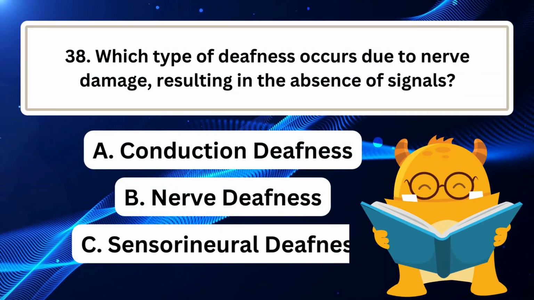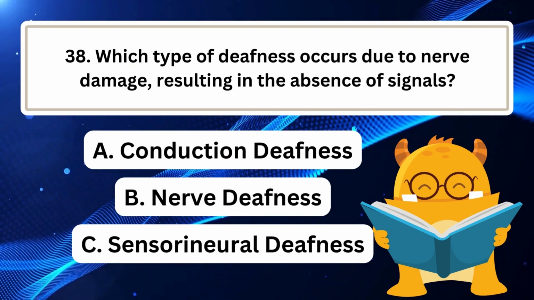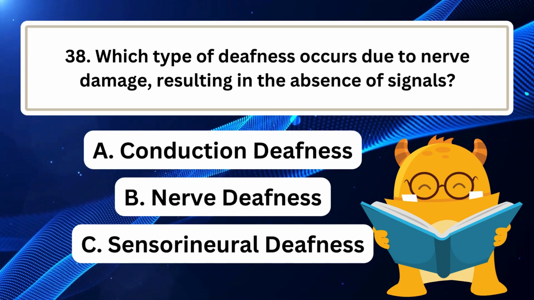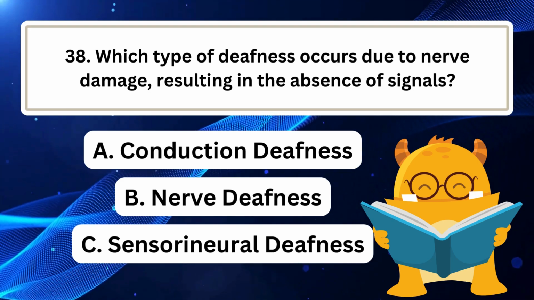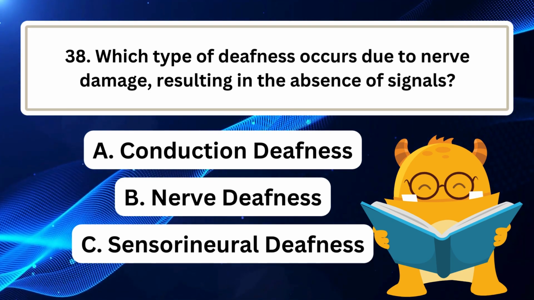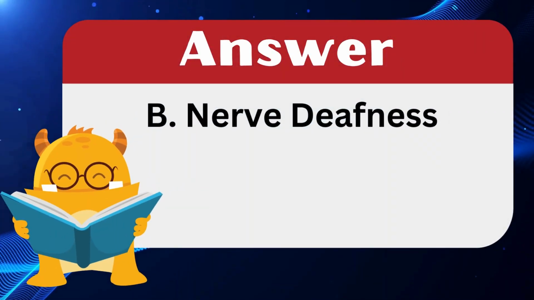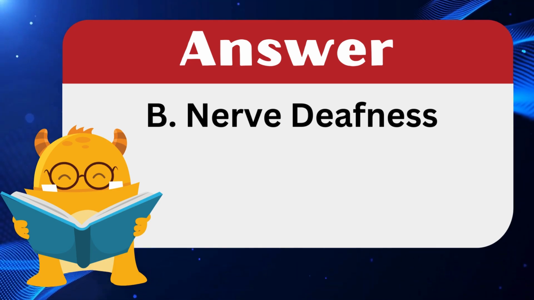38. Which type of deafness occurs due to nerve damage, resulting in the absence of signals? A. Conduction deafness. B. Nerve deafness. C. Sensorineural deafness. B. Nerve deafness. Nerve deafness occurs due to nerve damage, leading to the absence of signals.